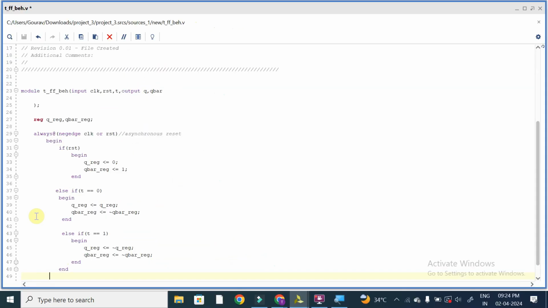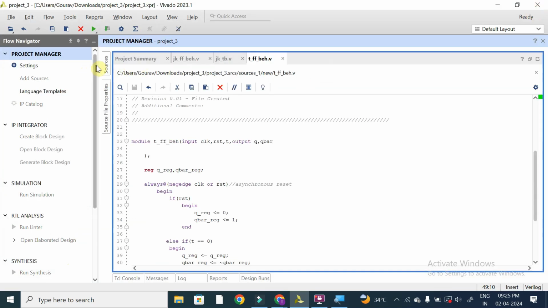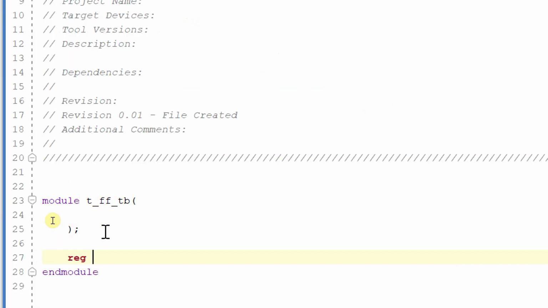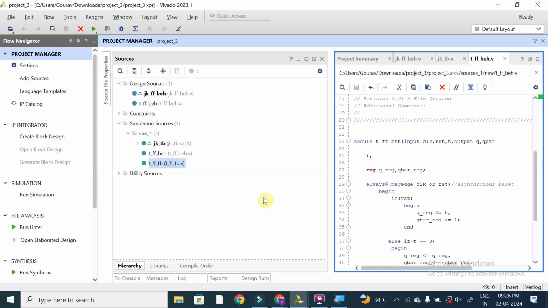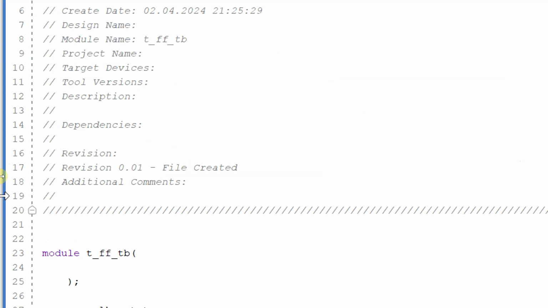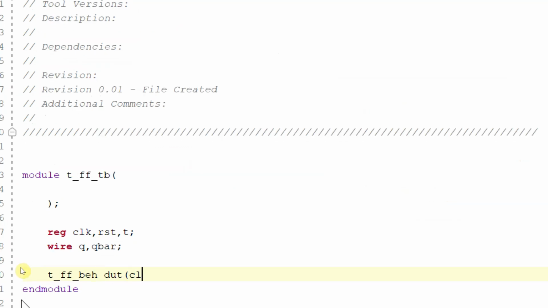So let me show the asynchronous behavior of asynchronous reset with the help of waveform. So let me create a TB. So my inputs should be reg type, reg clock, reset, T, and my outputs are wire, q, q bar, and I should instantiate my design. So design name is t underscore ff underscore beh, dut clock, reset, t, q, q bar.